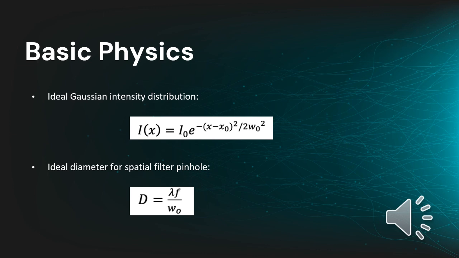A spatial filter consisting of an objective converging lens, a small pinhole, and another collimating converging lens should help us with this goal. The ideal diameter of the pinhole for the spatial filter is given by the second equation, where w naught is the beam waist again, lambda is the wavelength of the laser light, and f is the focal length of the objective lens.